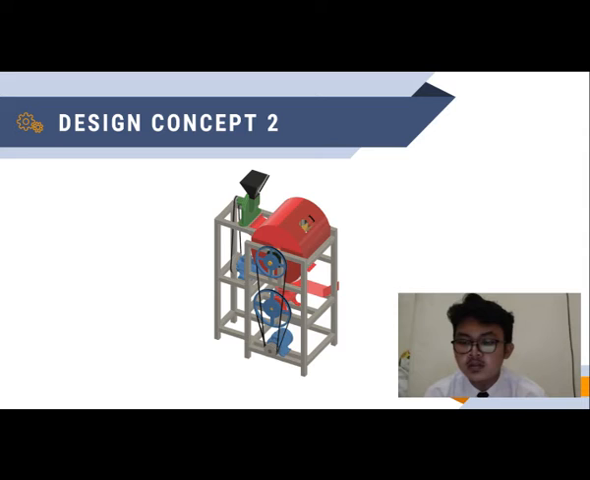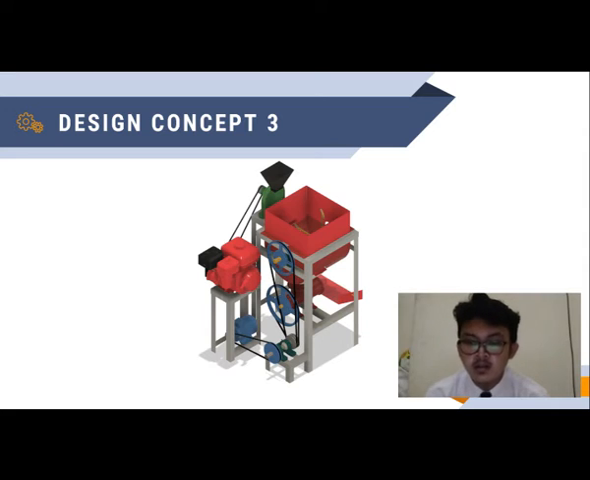The table below is the concept assessment matrix that shows the rate and score for each criterion in the design concept. The design concept with the highest rate and score will be the chosen concept, which will be processed to the next research stage. As can be seen, concept one has the highest rate and score.